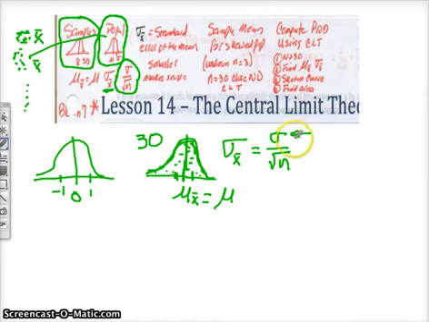All right, like I said, we don't always know the population info. When we do, we use this. When we don't, we do something else. We'll see later. So sigma x bar is called the standard error of the mean. So keep that in mind.